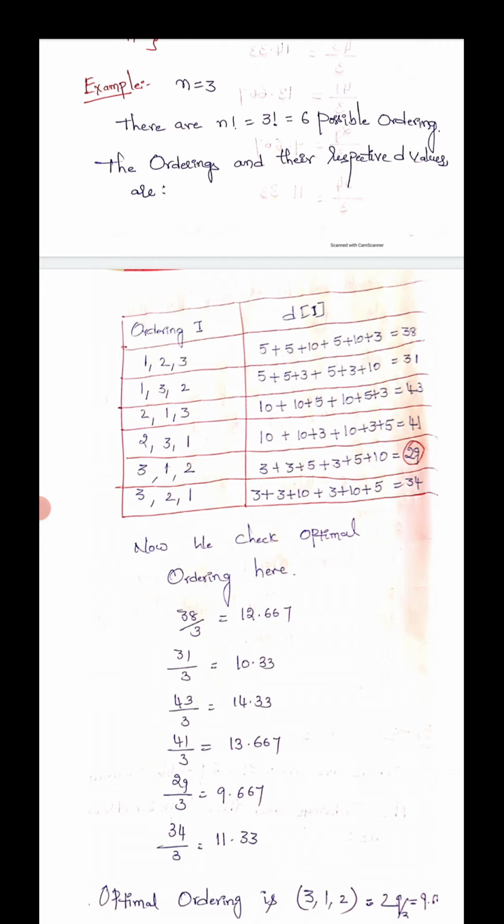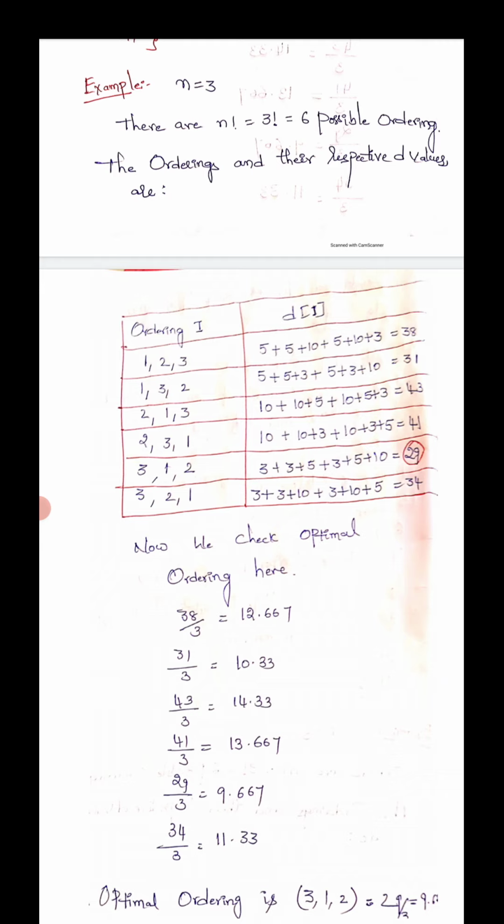2, 1, 3, in the sense second length, how much? 10 plus, if we have to add the second length plus first length, second length is 10 plus first length 5 plus, now if we have to add second length plus first length plus third length, 10 plus 5 plus 3, how much? 43. Likewise we need to calculate.